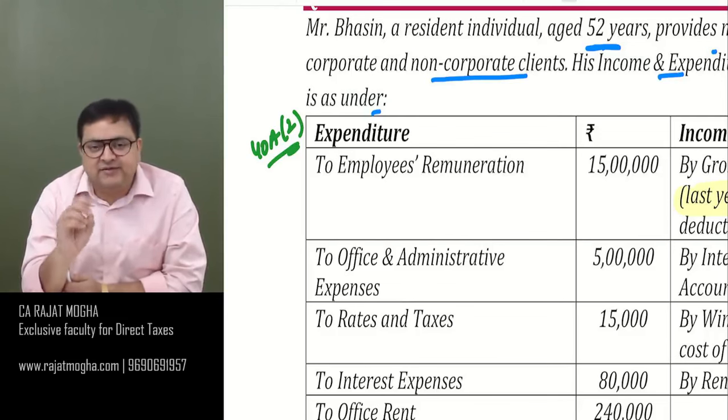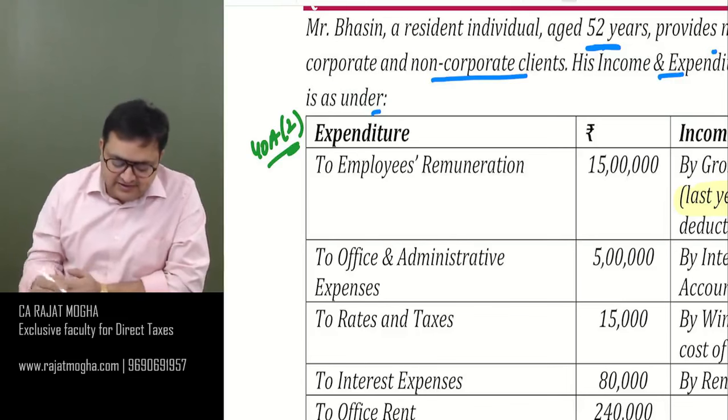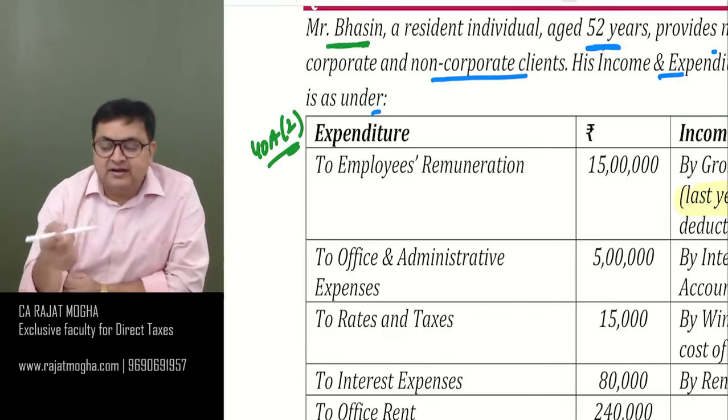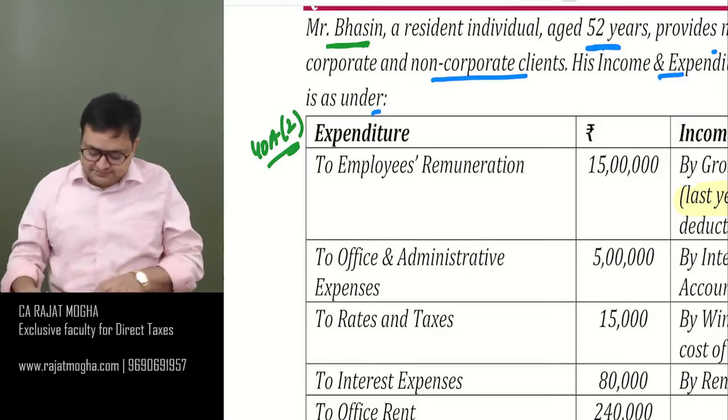Everybody understood? It's a very tricky adjustment. I believe that you understood it. So it will be clubbed in the hands of Mr. Bhasin under the head salary, 2,50,000 rupees. So it would be a salary income also, 250. Very good.